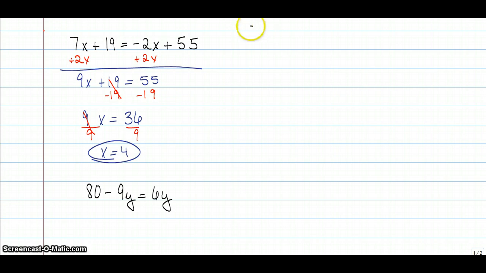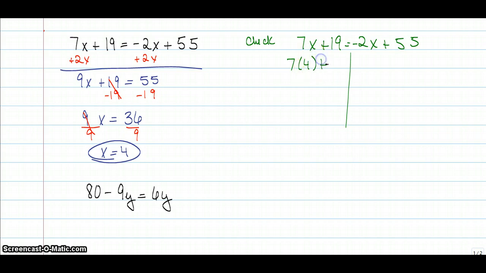You're going to check your work exactly the same as we did before. I'm going to put a little note that I'm checking my work so I don't get everything mixed up. So I have 7x plus 19 is equal to negative 2x plus 55. I'm going to plug in 4 for my x values. Draw a little line where my equal sign is. So I have 7 times 4 plus 19. 7 times 4 is 28. 28 plus 19 is going to give me 47.